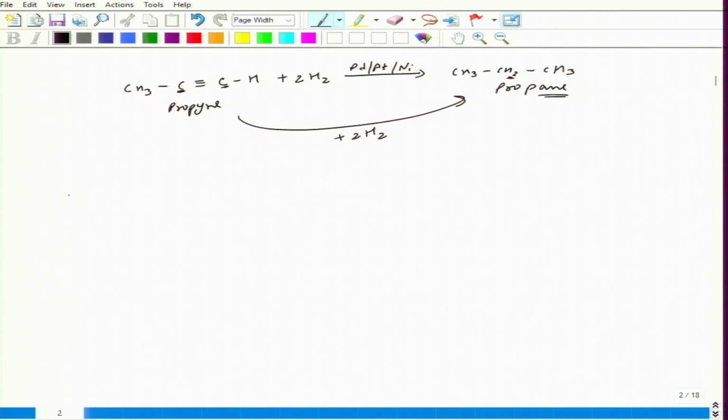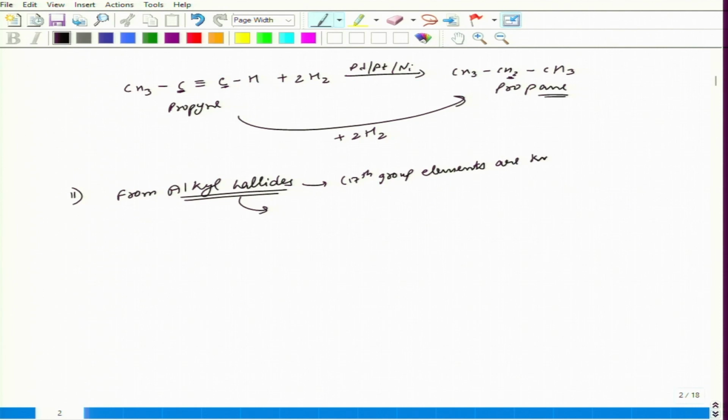Another synthetic procedure we can use is from alkyl halides. Now, what are alkyl halides? Halides are 17th group elements. The 17th group elements are known as halides. Examples: fluorine, chlorine, bromine, iodine.